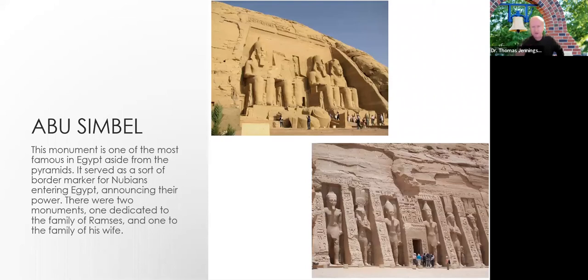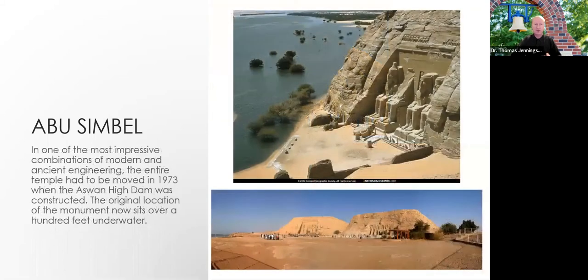An interesting thing about Abu Simbel is not only is it one of the most famous Egyptian monuments, but it is also a great feat of modern engineering, because in 1973, they had to build the Aswan High Dam because Cairo was running out of water and power. But when they built this dam, which created Lake Nasser, it was going to flood Abu Simbel. So they literally had to take machines and they carved the entire temple piece by piece out of the mountain, relocated it several hundred feet higher up onto the top of where the mountain is.